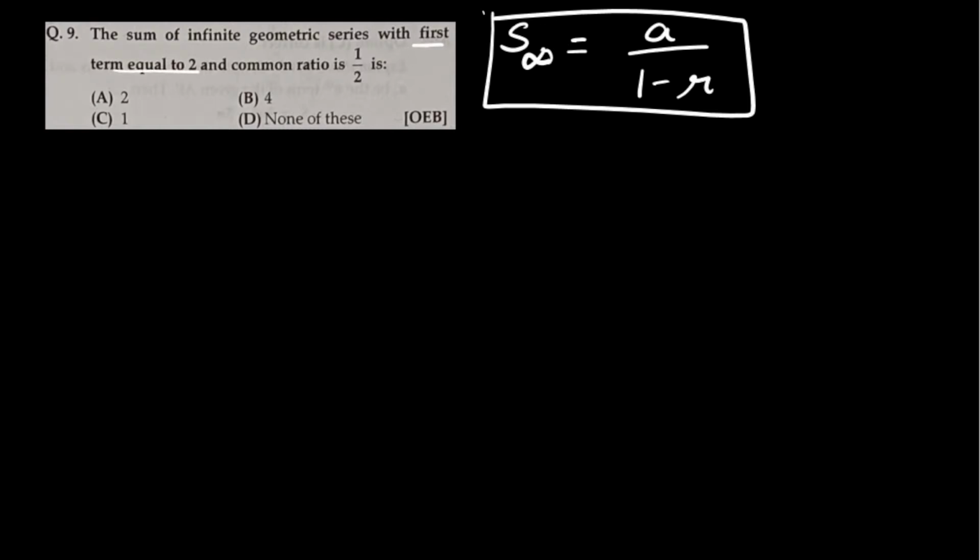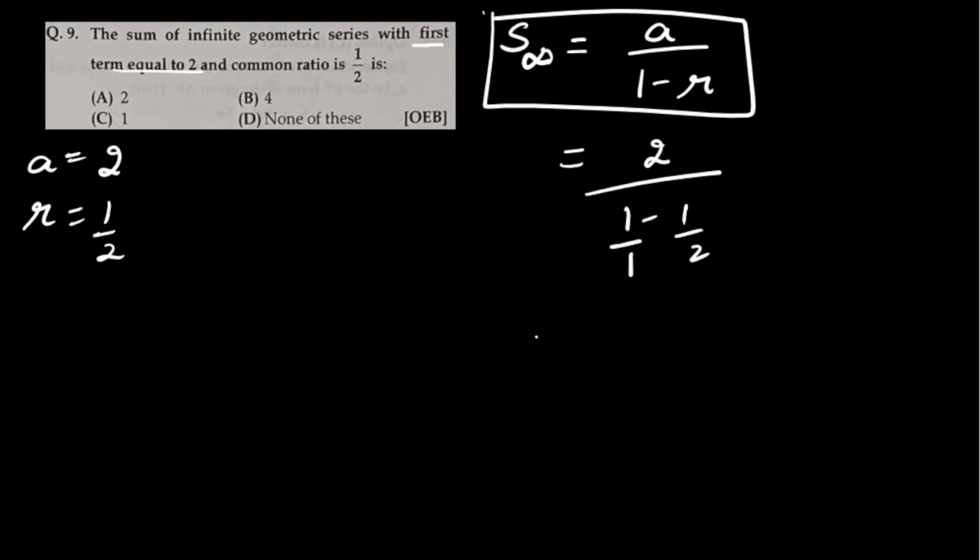With first term equals to 2. First term is A, which is equals to 2, and common ratio is R, which is equals to 1 by 2. It's given to us, we just have to do substitution. If you know the formula, you can easily do substitution. A is given, R is given. A's value is 2, R's value is 1 by 2. So 1 minus 1 by 2.